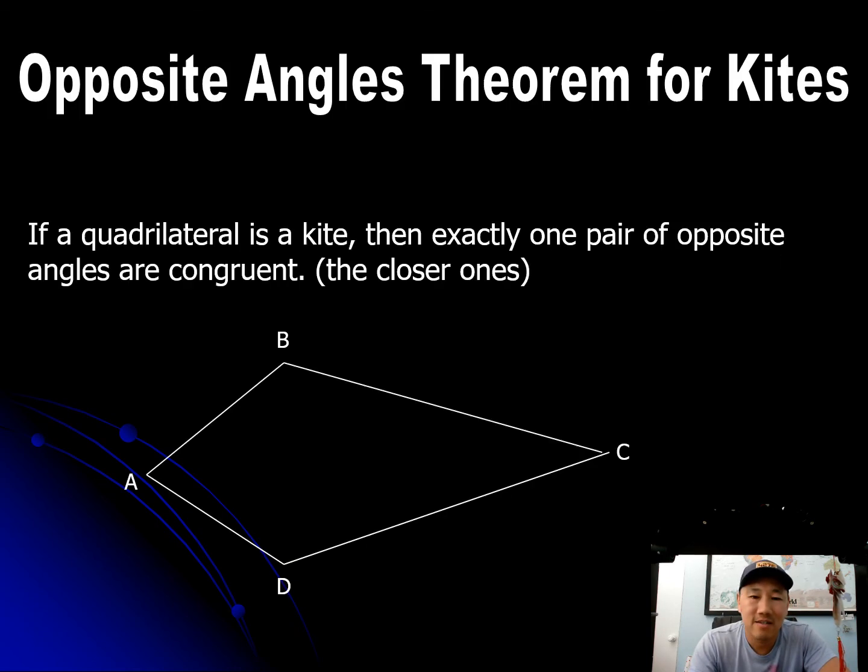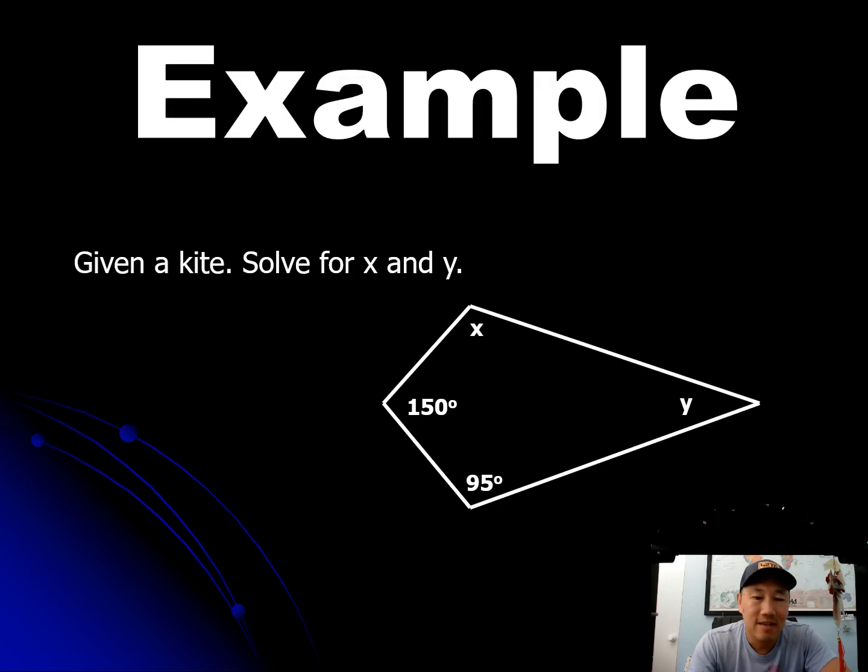Very nice. Here's another theorem for kites. If a quadrilateral is a kite, then exactly one pair of opposite angles are congruent. So the opposite angles, the closer ones. So notice this angle and this angle are going to be the same, not these ones. Those are the further away ones, so they are not equal. Only the closer ones are equal. All right. Let's do an example.